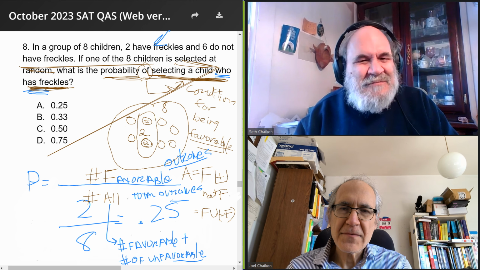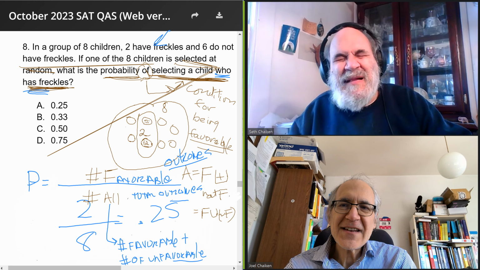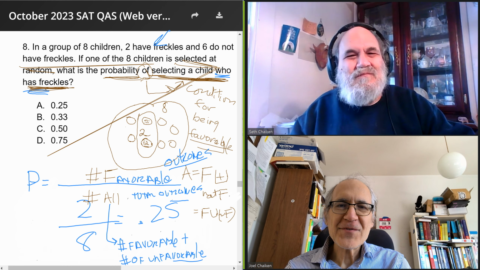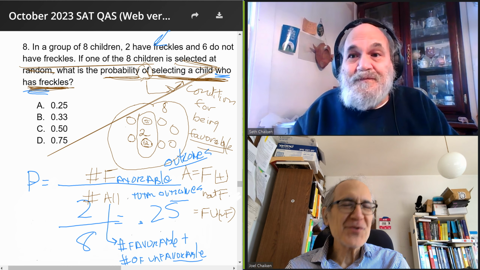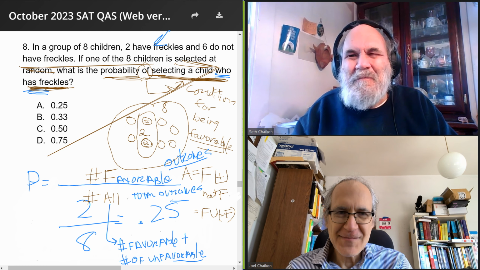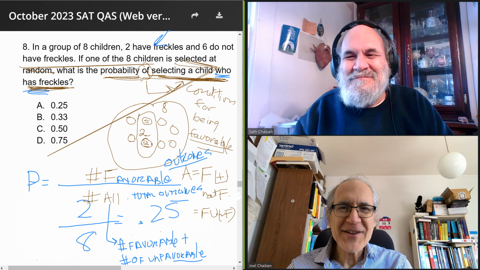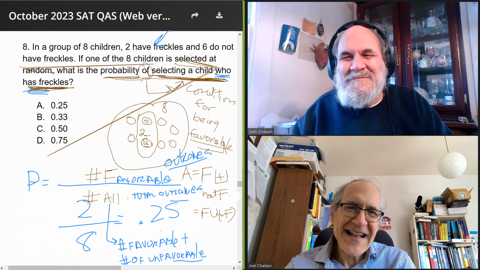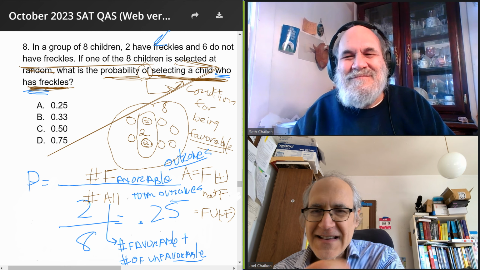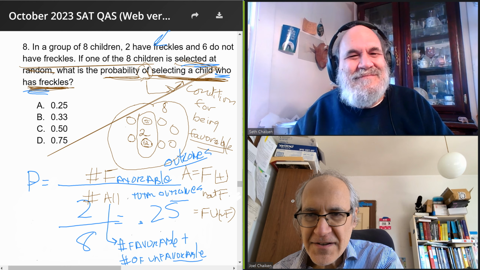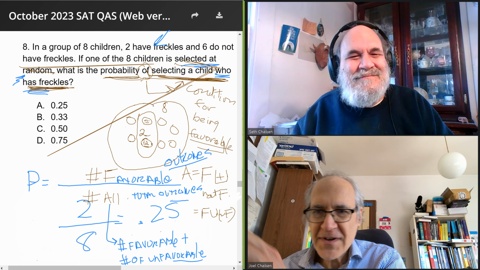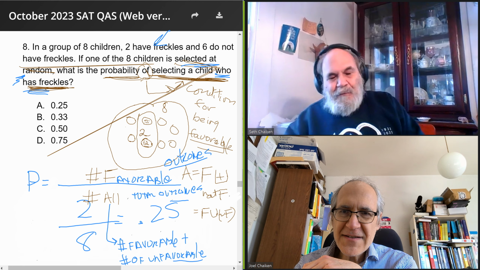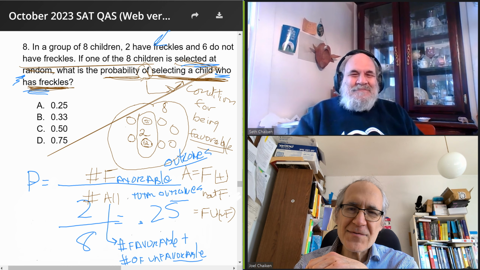For example, it would be silly if they said, okay, 2 people have freckles, 6 do not, and if you look around the room and you purposely choose someone with freckles, what is the probability that you're choosing someone with freckles? That would be 100%, because that's not random anymore. That is subtle, but important, because that's the only way this probability definition applies. But common sense also applies here.